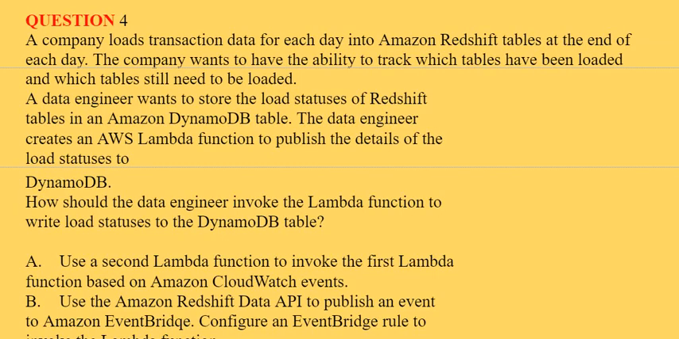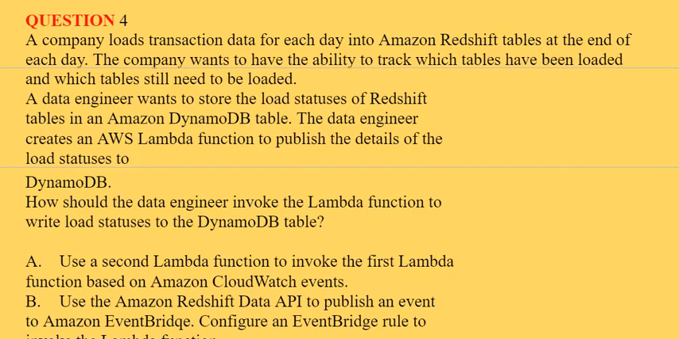Question: A company loads transaction data for each day into Amazon Redshift tables at the end of each day. The company wants to have the ability to track which tables have been loaded and which tables still need to be loaded. A data engineer wants to store the load statuses of Redshift tables in an Amazon DynamoDB table. The data engineer creates an AWS Lambda function to publish the details of the load statuses to DynamoDB.